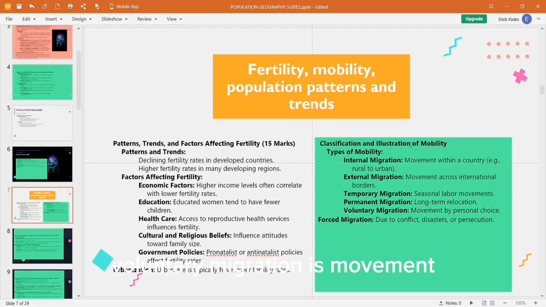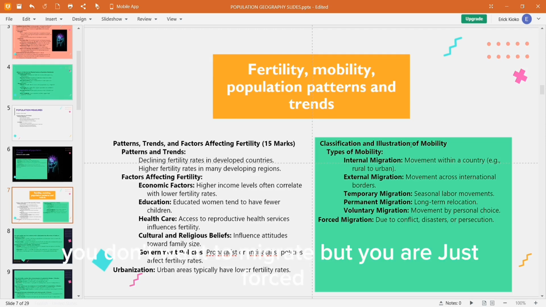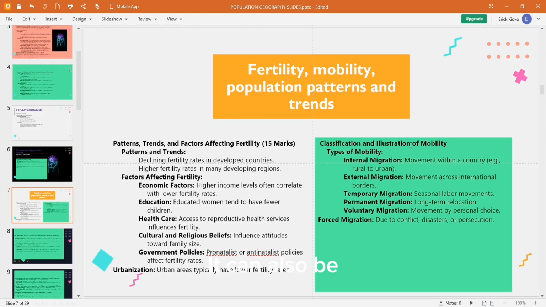Voluntary migration is movement by personal choice. You choose. Me, I'm going to live in the USA. That is voluntary. Then you acquire dual citizenship. Forced migration is you don't want to migrate, but you are just forced, for example, by conflict, disasters, persecution. It can also be because of government projects. Let's go to the next slide.